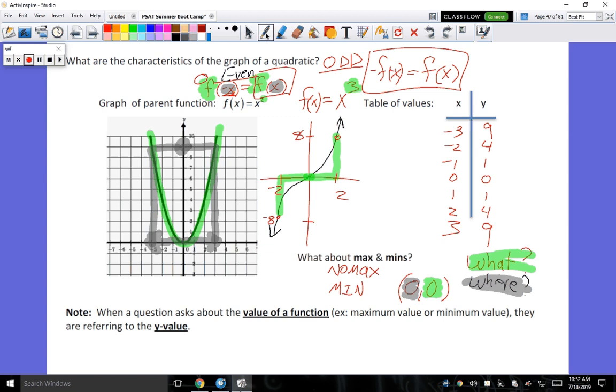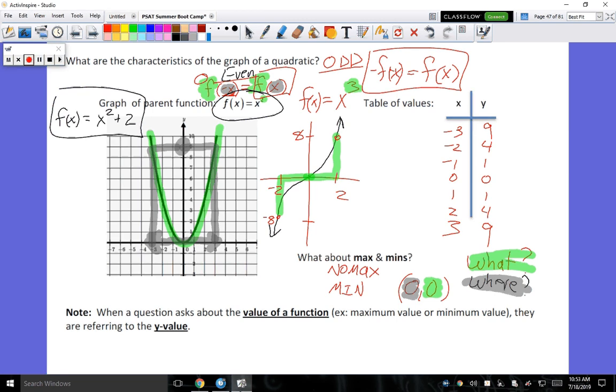Okay? Because sometimes, actually, let me take this equation and I'm going to change it by doing a vertical shift 2 units up. On this equation, what is the minimum? 2. Where is the minimum? 0. X equals 0 is where the minimum is at. Y is equal to 2 is what the minimum is. Okay? Alright.